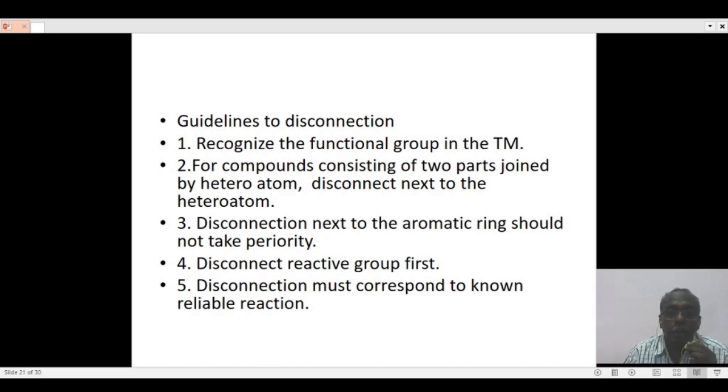Then, for a compound consisting of two parts joined by a heteroatom, disconnect next to the heteroatom. That is an important thing. Then disconnection next to the aromatic ring should not take priority. Disconnect the reactive group first. Disconnection must correspond to known reliable reactions.